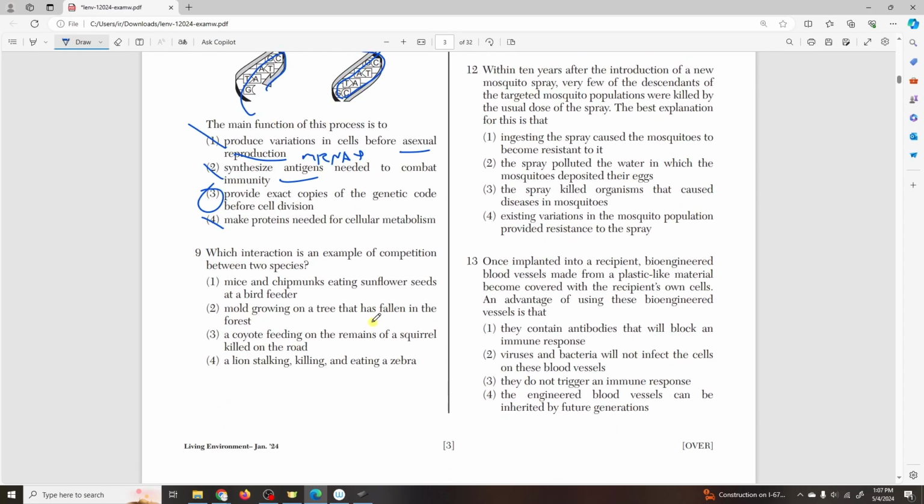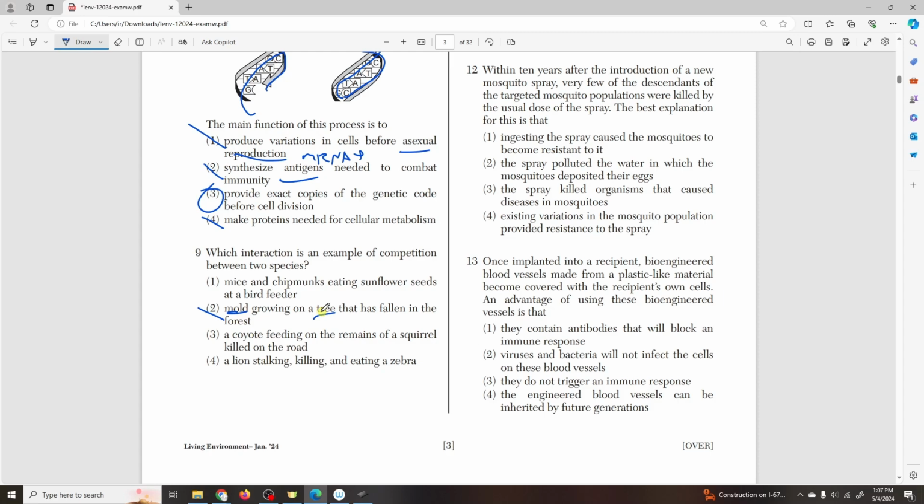So number 9 says, which interaction is an example of a competition between two species? So mice and chipmunks eating sunflower seeds at a bird feeder, mold growing on a tree that has fallen in a forest. This is not competition because this tree is now dead. This mold is now decomposing, right? So the tree is dead. How are you going to compete with something that's dead?